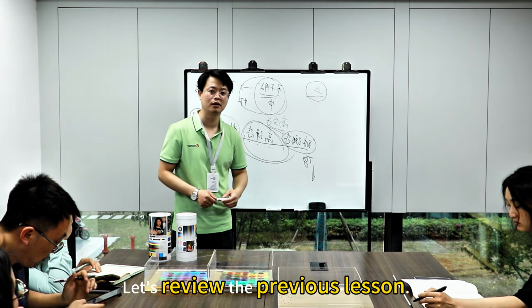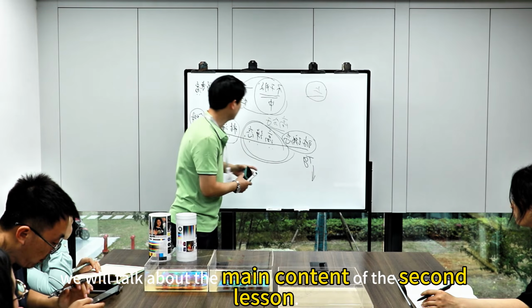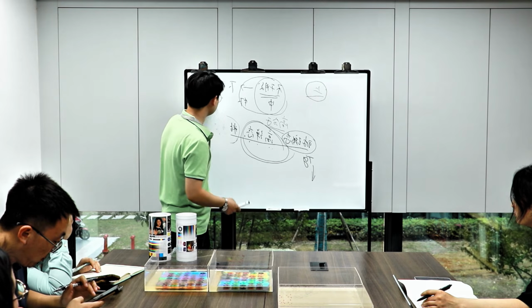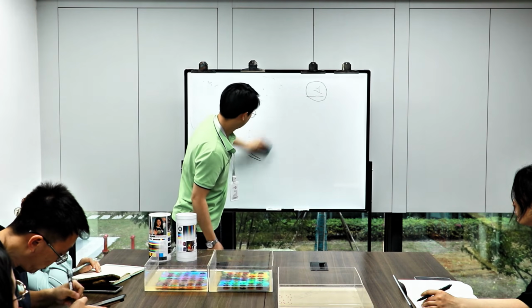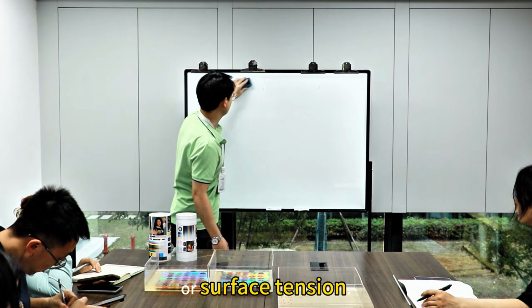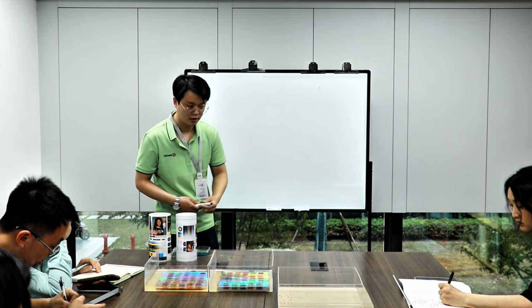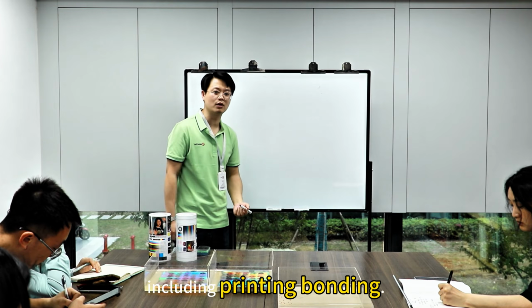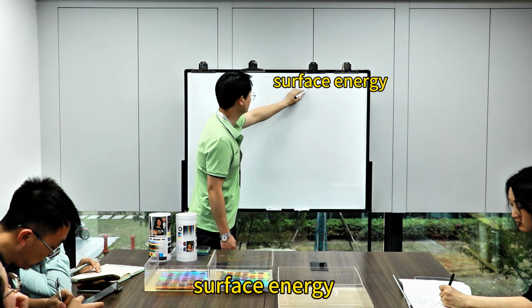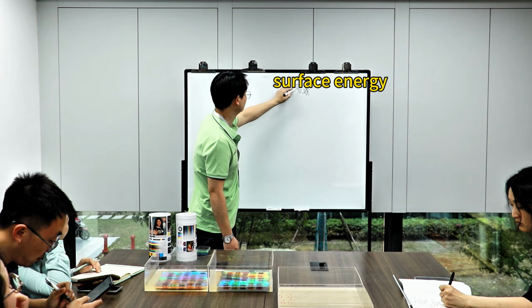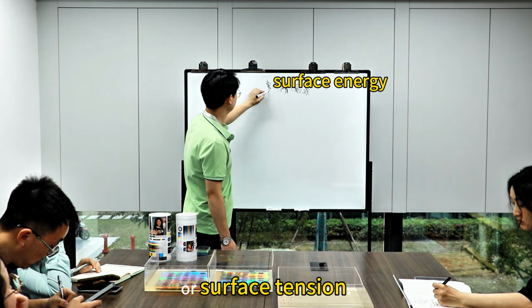Let's review the previous lesson. Next, we will talk about the main content of the second lesson. In the second class, we will talk about surface energy, or surface tension. This class is also very important, and it is the most fundamental core theory for our glue bonding, including printing bonding. Surface energy, or surface tension.